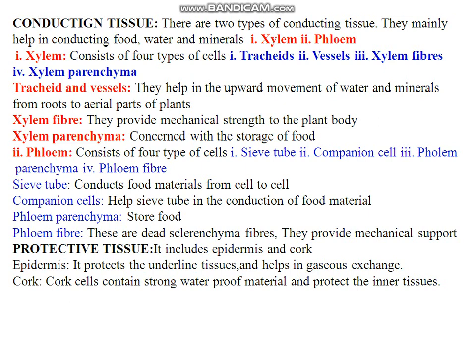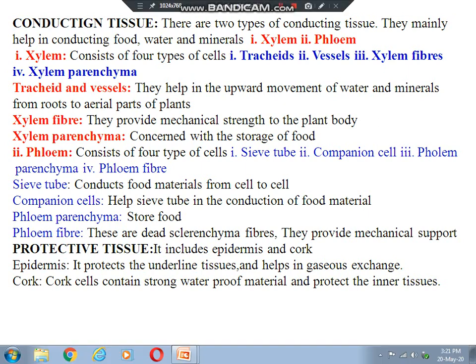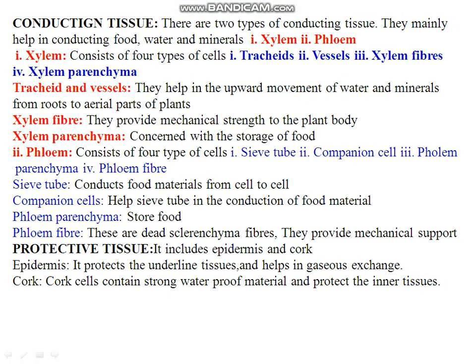And you know that above the epidermis one more thin or a little bit thick layer is there. It is made up of cutin and the layer is called cuticle. Cuticle helps in reducing the loss of water. Now cork cells contain strong waterproof material and protect the inner tissues. It is found in woody stems and roots, and their main function also is to provide protection.